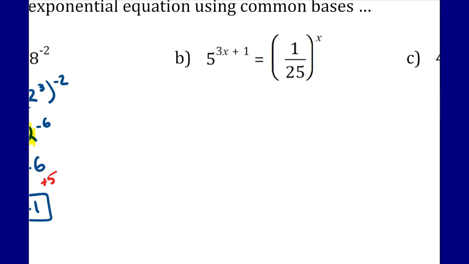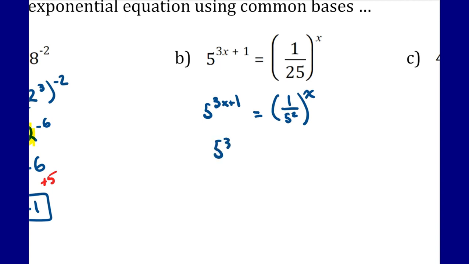Try B. Same idea, right? We have the first one, 5 to the power of 3x plus 1. I have 1 over 25, so I could rewrite that as 1 over 5 squared. That still doesn't give me a base 5, so I need to convert this to flip the fraction.